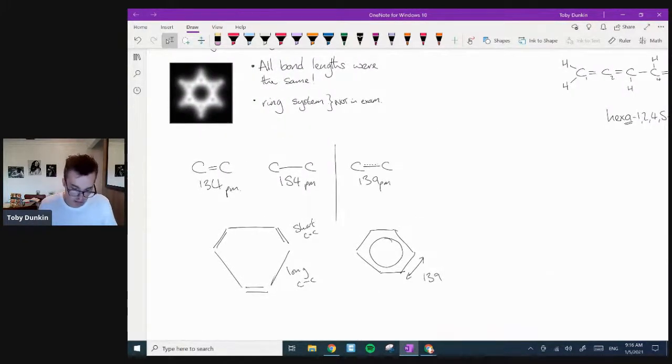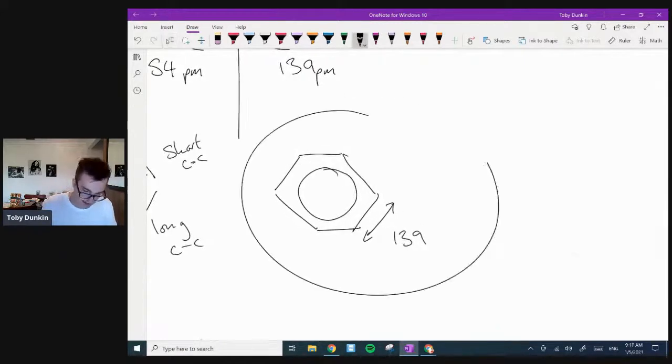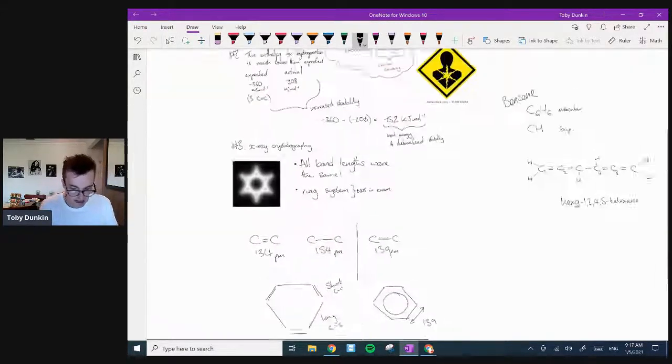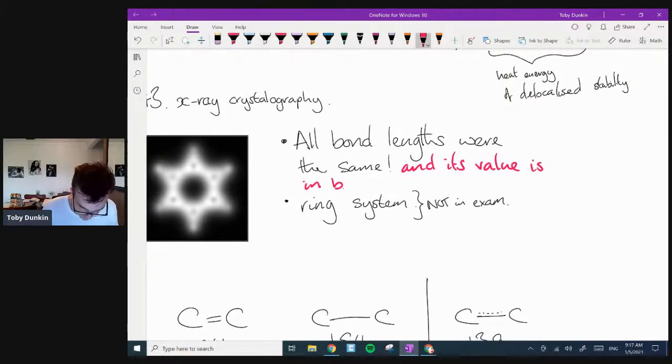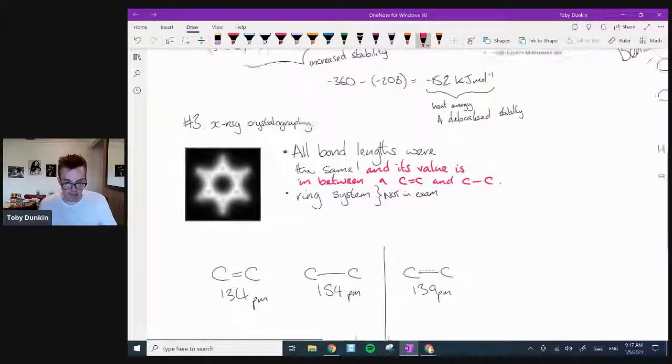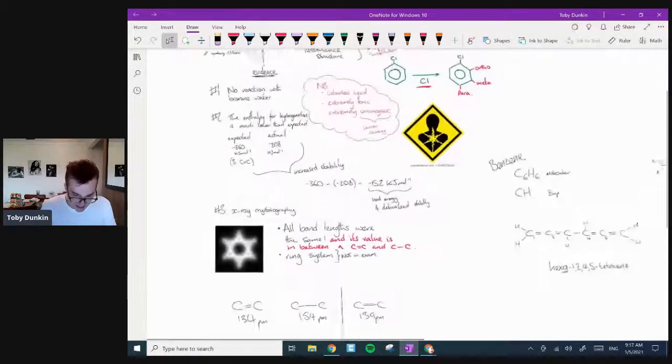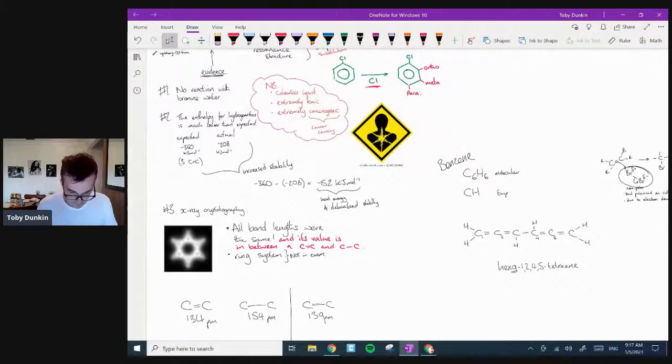The picture then became that guy. Really important. So all lengths were the same. Sorry, you need a note to benzene, and its value is in between a CC double and CC single. And that's the end of the evidence for benzene.